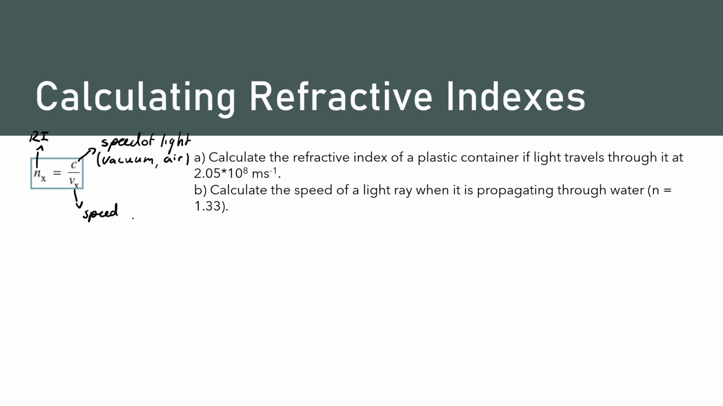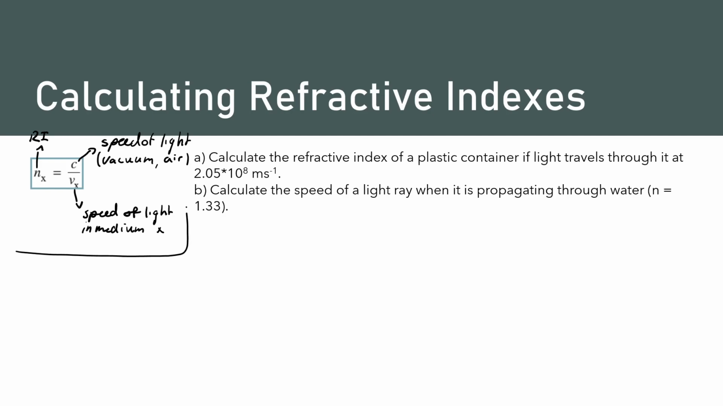So for example, if Nx was a refractive index for a piece of glass, Vx would be the speed at which light travels through that glass. We can use this equation either to calculate for the refractive index of a particular medium, or use a refractive index of a medium to be able to calculate for the speed of light in that medium. I'm going to demonstrate both of those concepts in questions A and B.